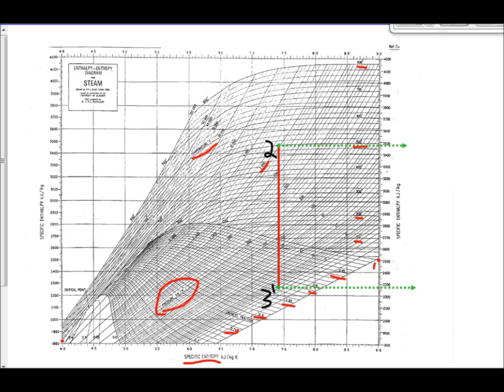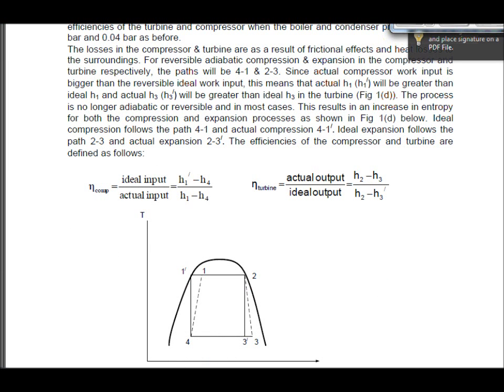Now, quite often, the expansion through the turbine is not isentropic. And again, we can use this chart. Having derived the values for H2 and H3 dash, we can apply our equation for the isentropic efficiency of the turbine in order to evaluate the actual enthalpy at exit from the turbine. And that equation comes from here, where on this TS diagram, it's showing the Carnot cycle, but it's showing the compression and expansion on the dotted lines as the actual lines, as opposed to ideal lines vertically. So depending on whether we're looking at the compressor or the turbine, these are the equations that relate to our isentropic efficiency.